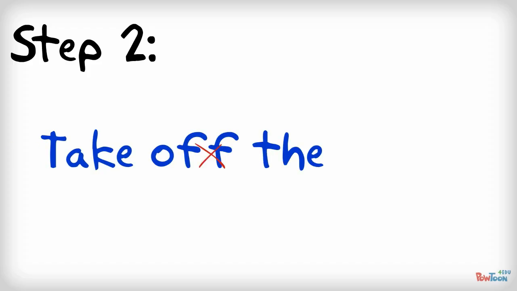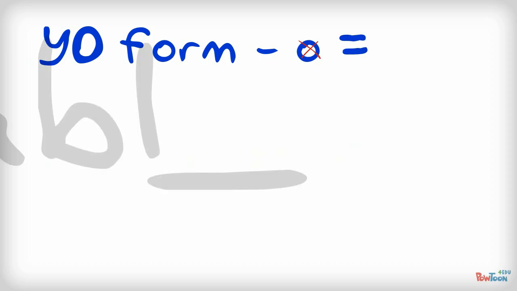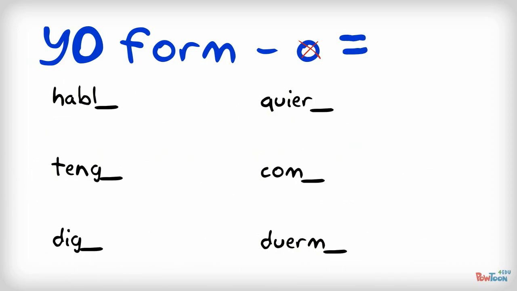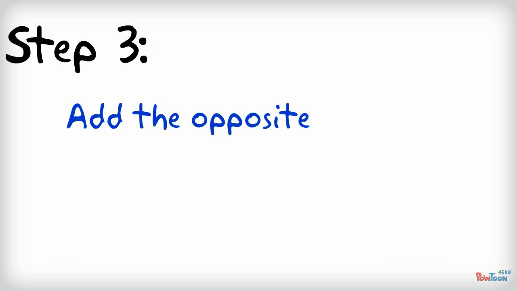Moving on, step 2 says take off the yo. So if we go back to our 6 verbs that we now have in the yo form, we simply remove the o and we're left with this. Now we're ready for step 3. And step 3 says add the opposite endings.